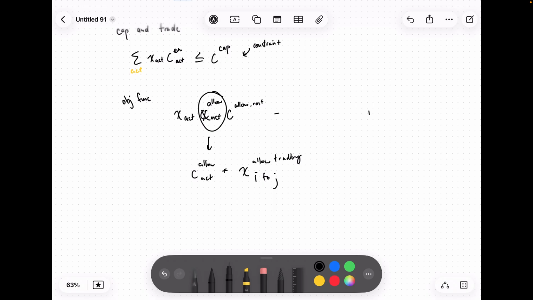Okay, other folks, what do you guys think? Differences with cap and trade and carbon taxes? Did you guys talk about this at all?